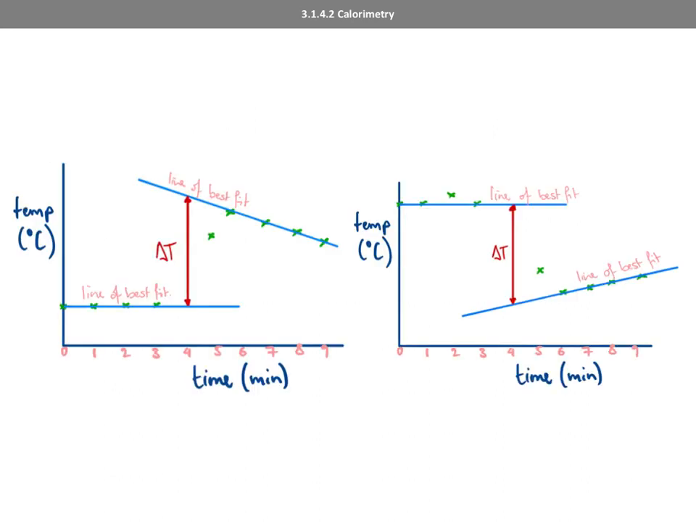On the left, we've got an example graph for an exothermic reaction, because there's a temperature rise. And on the right-hand side, we've got a graph that illustrates what it might look like if it was an endothermic reaction. So if I talk through the exothermic graph first.